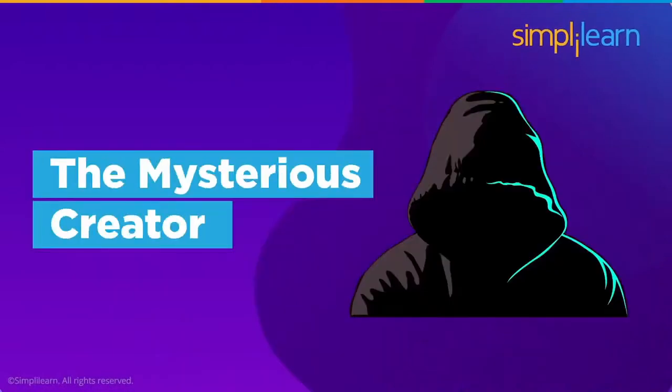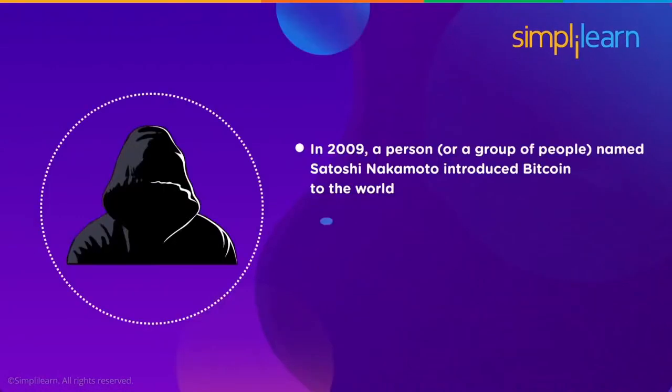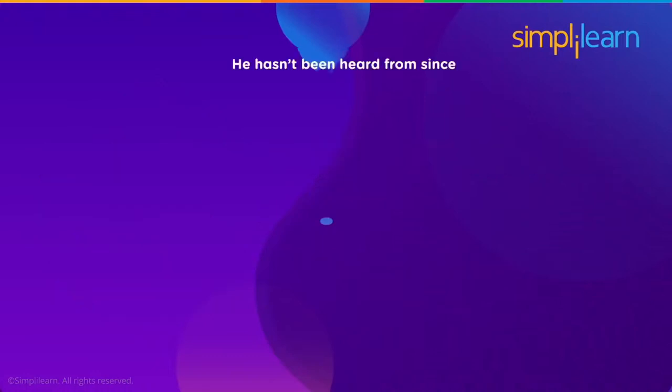Firstly, we have the mysterious creator. Now in 2009, a person or a group of people known as Satoshi Nakamoto introduced Bitcoin to the world. He vanished off the internet in late 2010. He hasn't been heard from since.